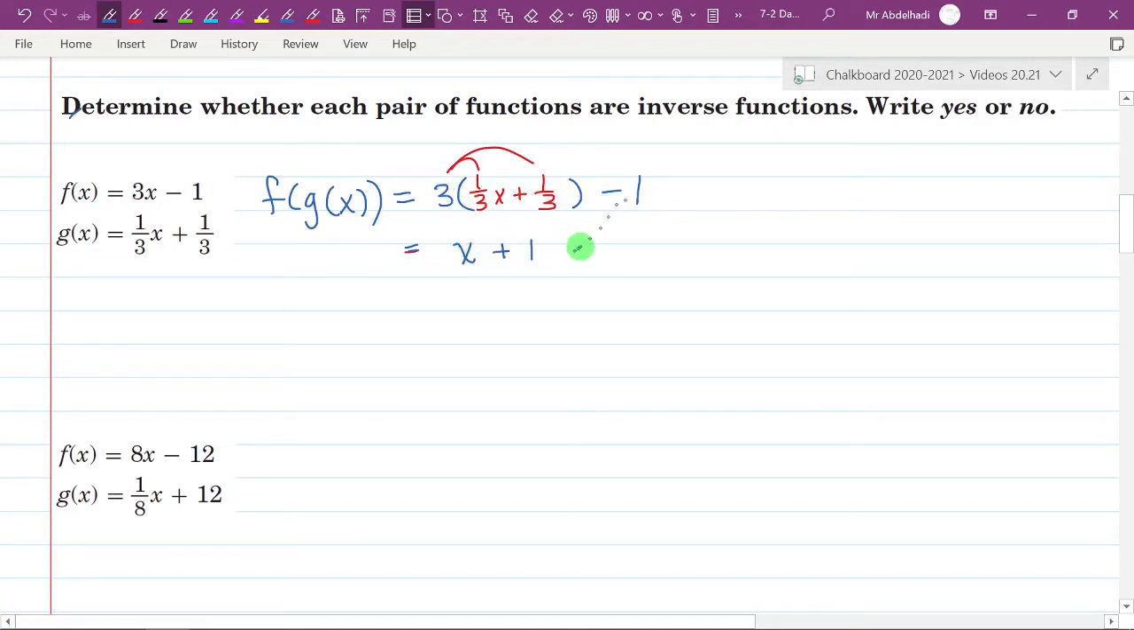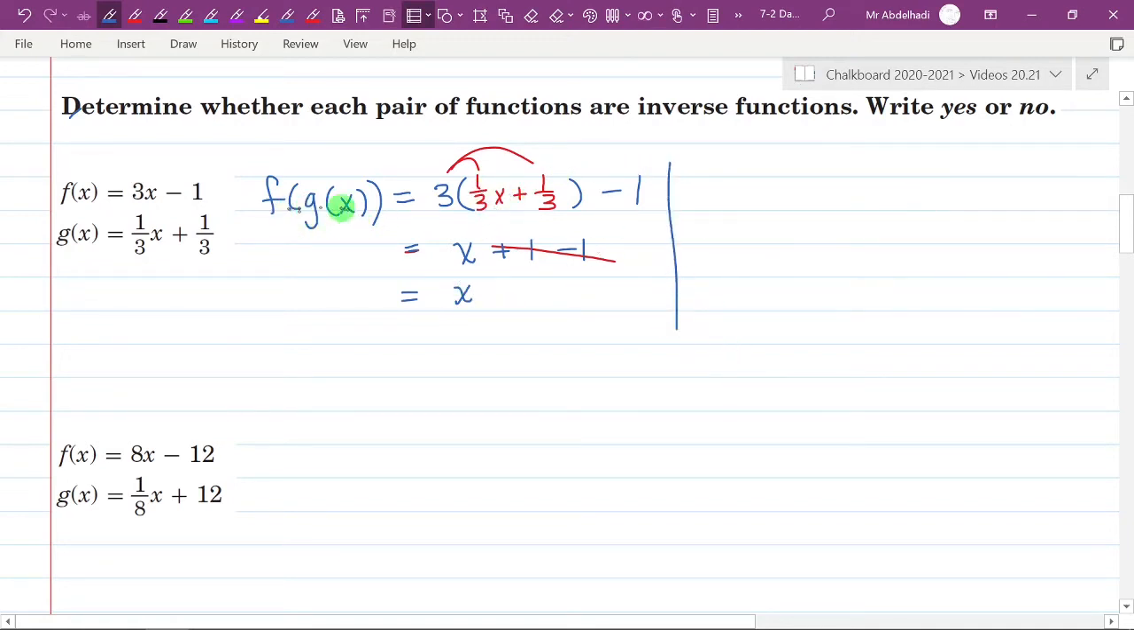And then you still have this minus 1 on the end there. So you get that. And now these two numbers here, this -1 and this +1, also cancel out, and you get a plain old x. Okay, so far so good, but you're not done. That's actually not the final answer.